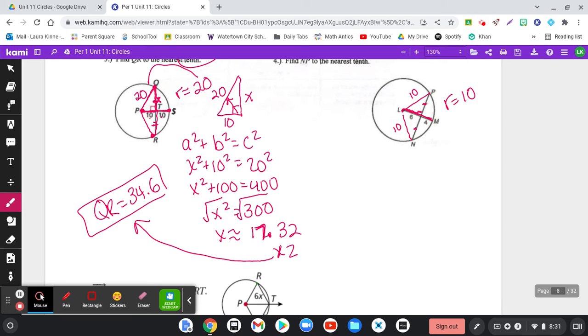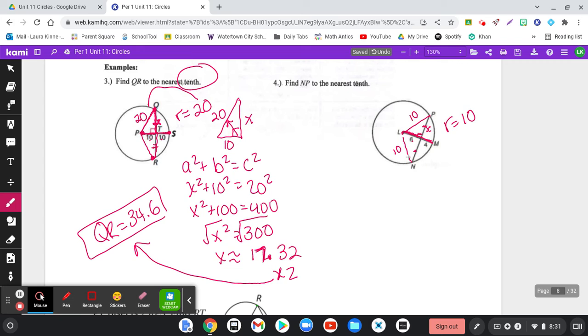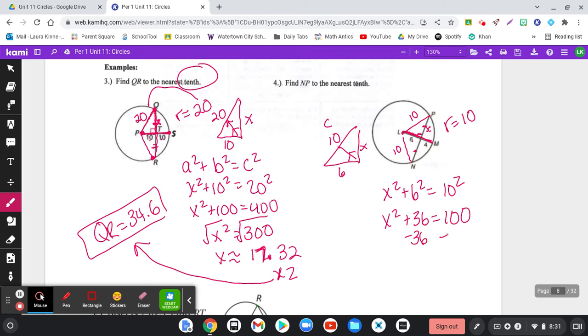So again, you're dealing with a right triangle. You have the 6, you have the hypotenuse, and you're looking for one of the sides. Again, you're looking for the whole length of NP. So we'll just figure out half of it and then multiply by 2. This is our C, so x squared plus 6 squared equals 10 squared. X squared plus 36 is 100. Subtract the 36. X squared equals 64.